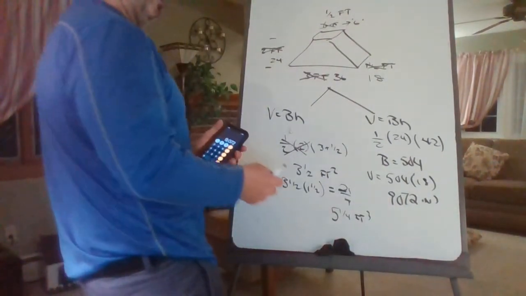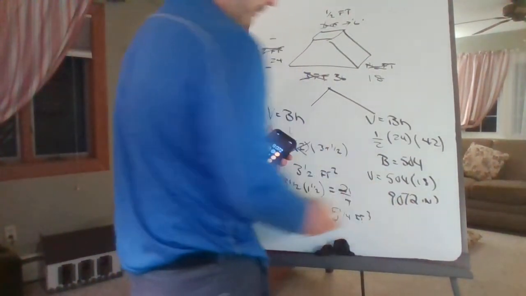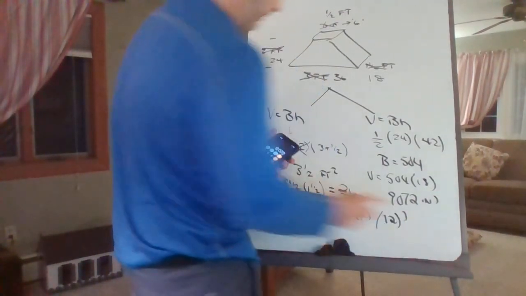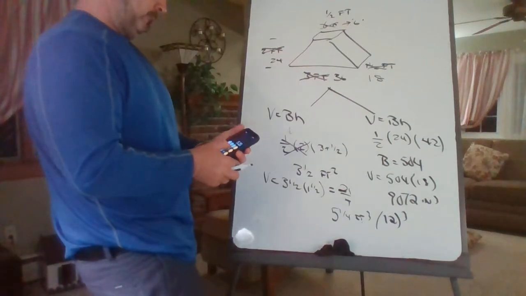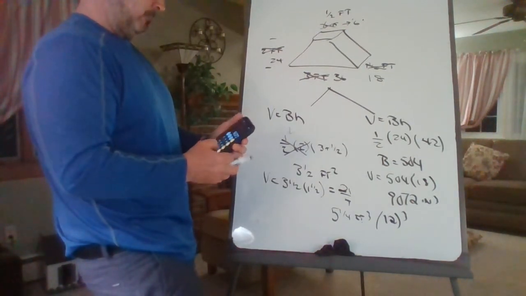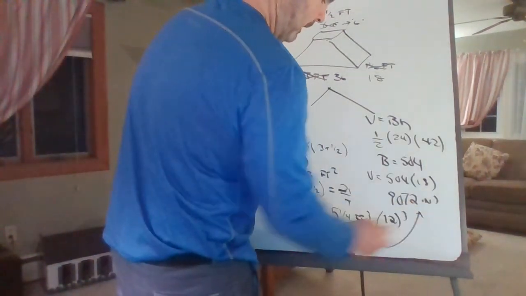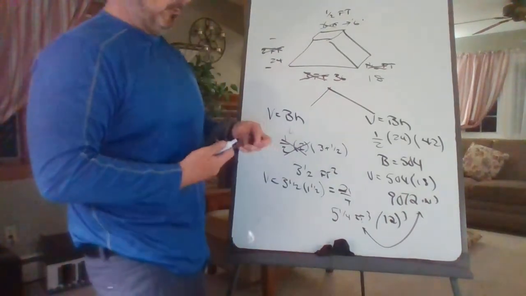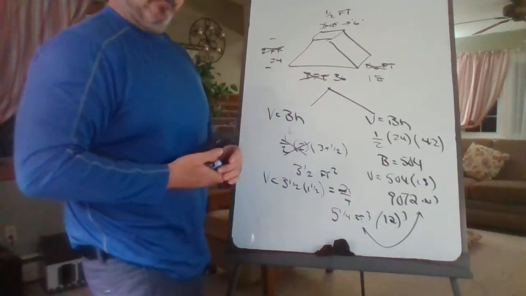That seems like a lot, but realize 5.25 versus 9,072. If I take 5.25 and multiply by 12 cubed, guess what it comes out to be? 9,072, so they're equivalent. So it's your choice. Just make sure you can go either way with it, because that's what you're going to have to do. All right, that helps with converting.